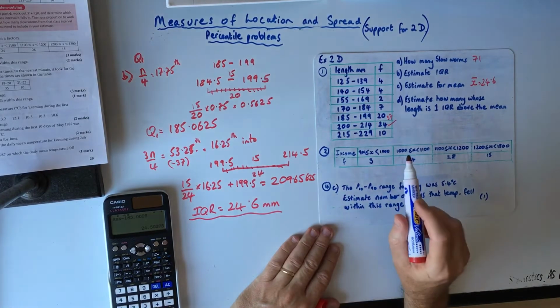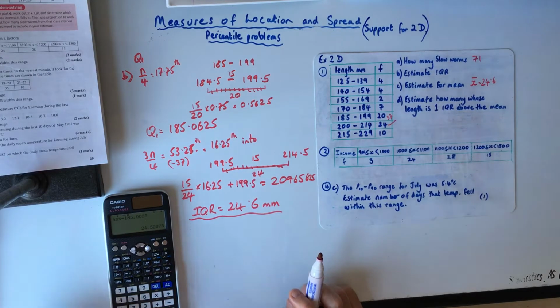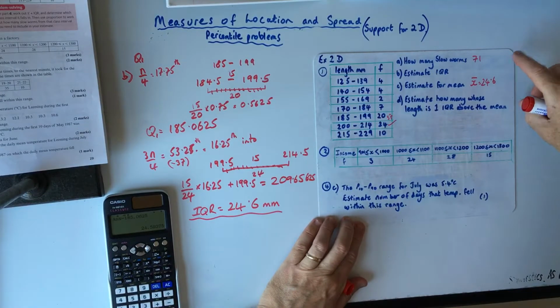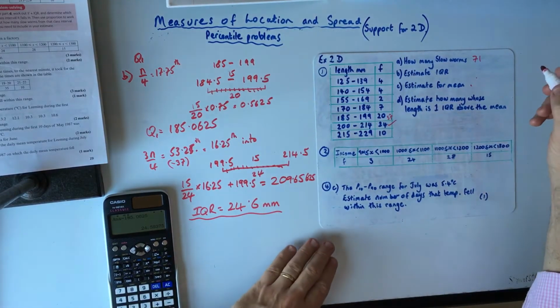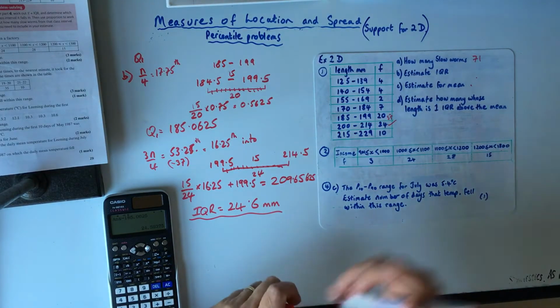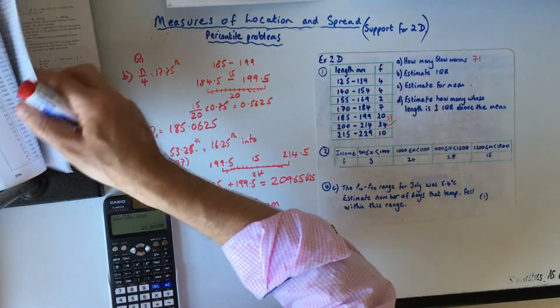24.6, oh, does it? It says calculate an estimate for the mean length. That does not look sensible, does it? 24.6. Oh no, hang on a minute. That's the interquartile range, blimey, sorry. The mean must be 193, sorry. Right, I'll have to look that up in the back, sorry, I made a mistake there. Looking it up, let's have a look at what the mean is.